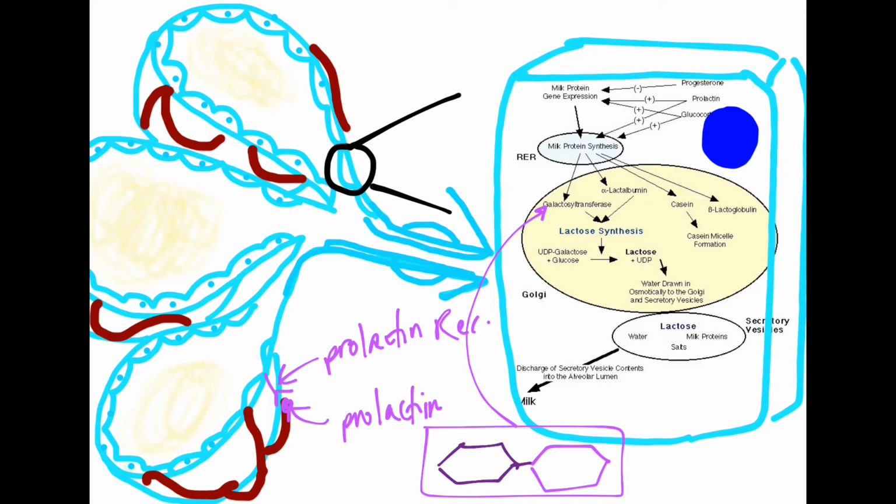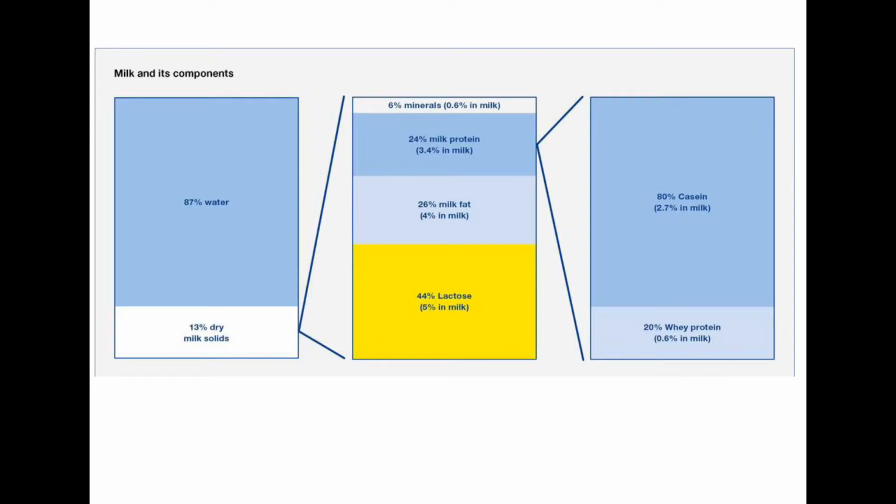So if I were to draw a casein protein out for you, I'm just going to go to the next slide and we'll see it clearly. Okay, so here we have it. This is the components of milk. Milk is made up of 44% lactose, 26% fat, and 24% milk proteins. Now these milk proteins can further be broken down into casein proteins and whey proteins.